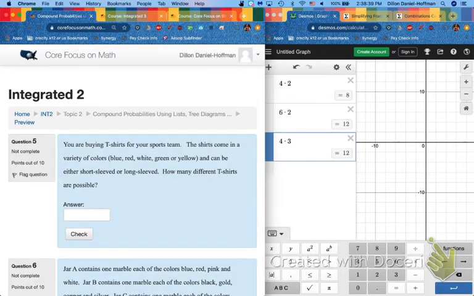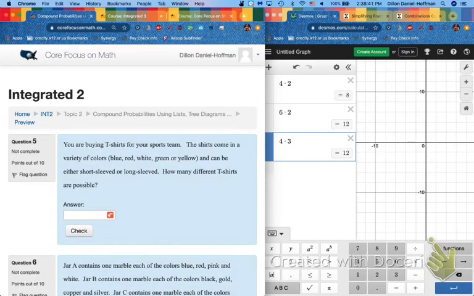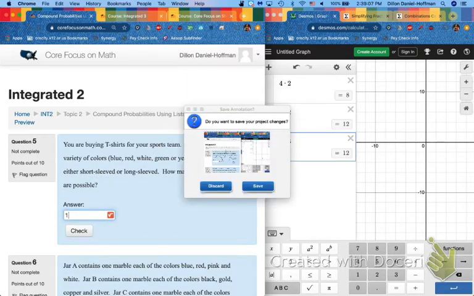Number 5 says you are buying t-shirts for your sports team. The shirts come in a variety of colors. So how many combinations do I have in each of these items? So let's see. Blue, red, white, green, or yellow. That's 1, 2, 3, 4, 5 options for that. And can be either short-sleeved or long-sleeved. That's just 2 options. So I've just got simply 5 times 2, or 10 for that one for me. Should have a similar thing going on for yours. 10.